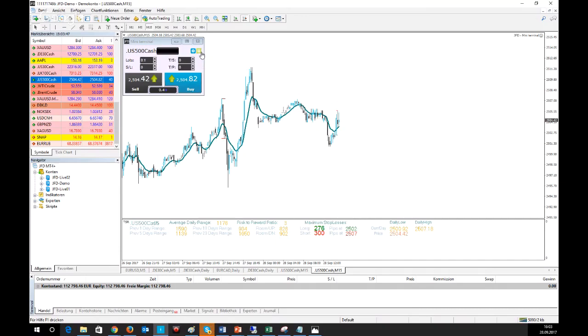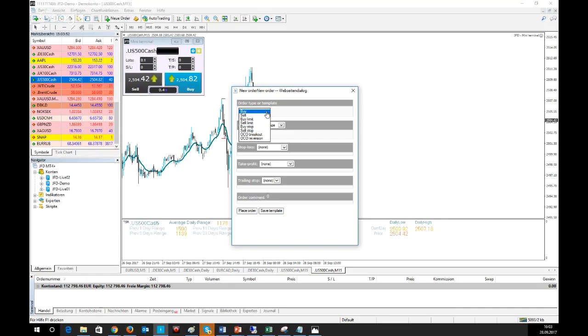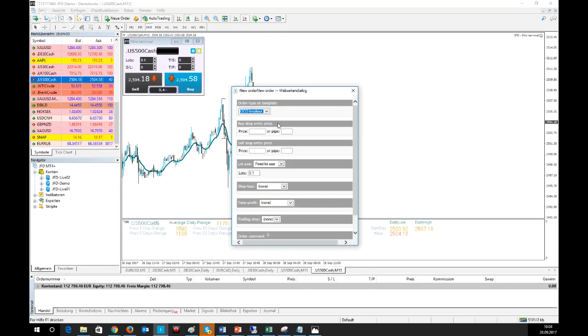There's an order box opening here. And first of all, we're working with a so-called OCO breakout order. So we are going on the long. We are going long if the market breaks out on the upside, and we're going short if it breaks on the downside. And the order is automatically deleted.